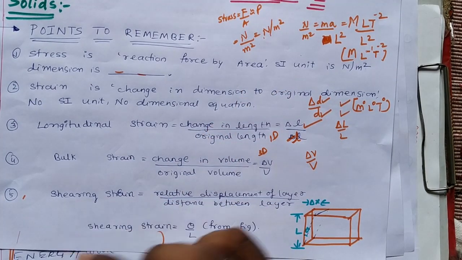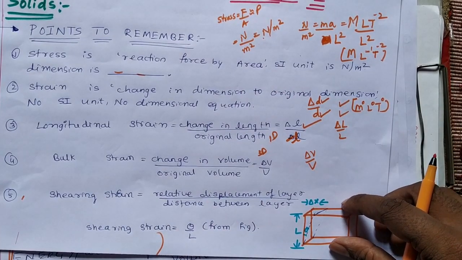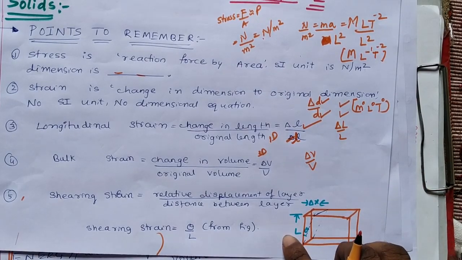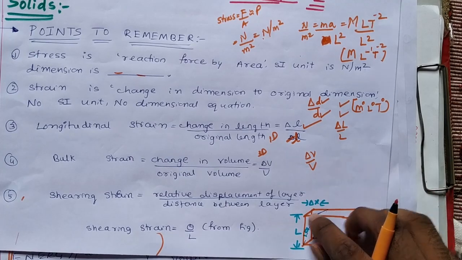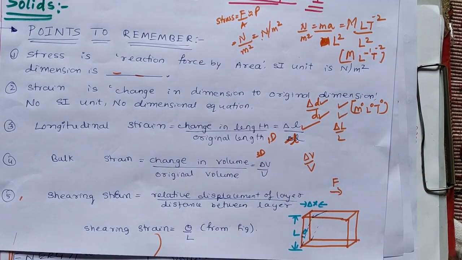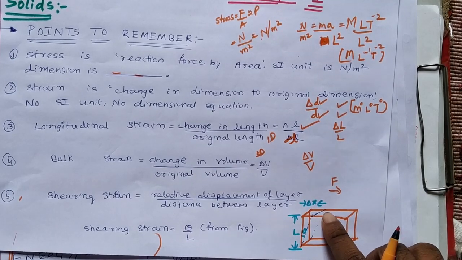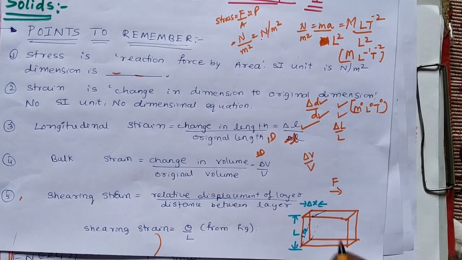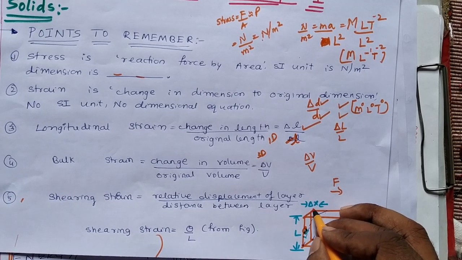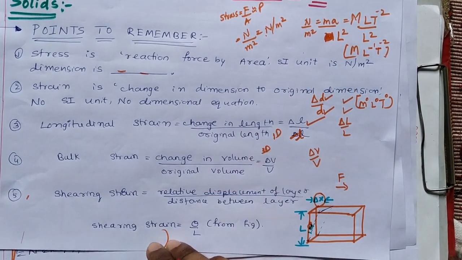Shearing strain happens when something is rotated or something is shifted. For example, you have a square box, a cube box like this, and the upper surface and lower surface are at a distance L. Suppose I apply a force on the upper surface, and the lower body is still in the same place, but the upper portion moves to the right side, making an angle theta with the horizontal. The total shifted horizontal distance is delta x. That leads to the shearing strain.